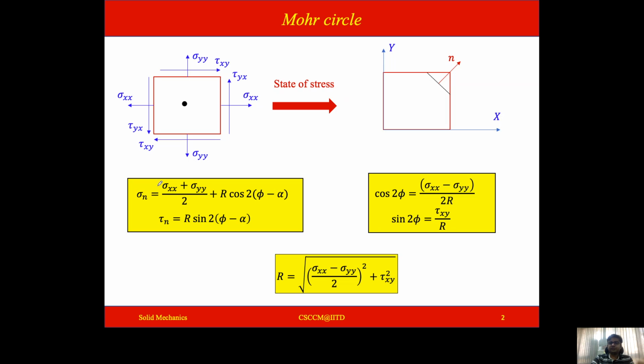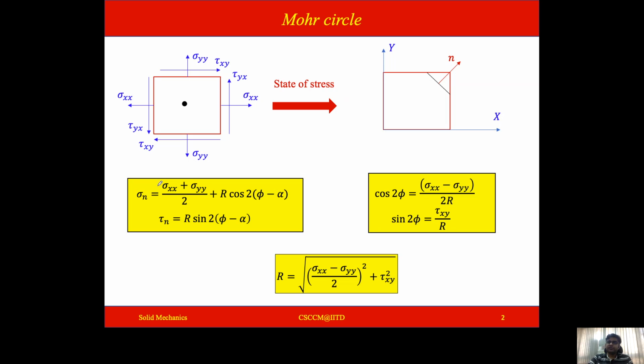So what have we discussed till now on Mohr circle? To start with, we discussed that Mohr circle is a graphical way to compute stress components. And when I say stress components, I mean the normal component of stress and the shear component of stress. So Mohr circle is a graphical way of computing the normal component and shear component of stresses on an arbitrary plane. That is what Mohr circle is.